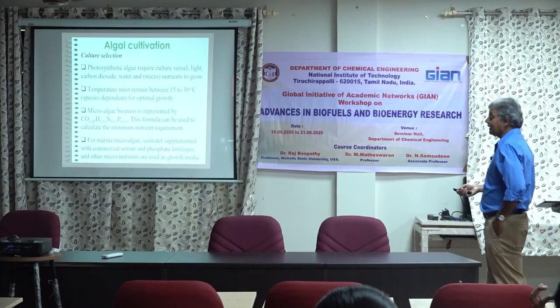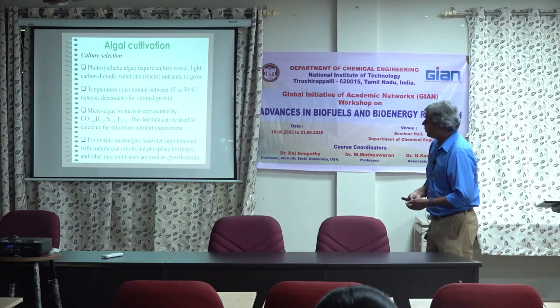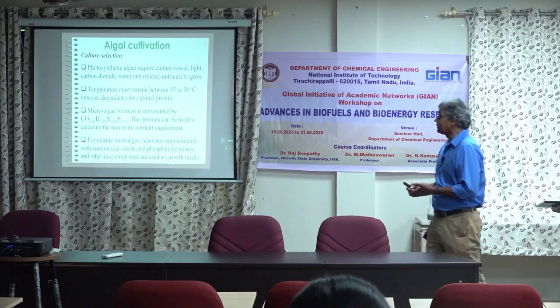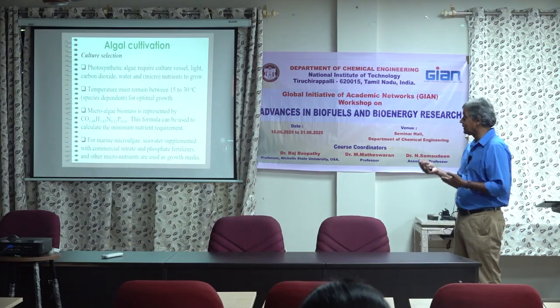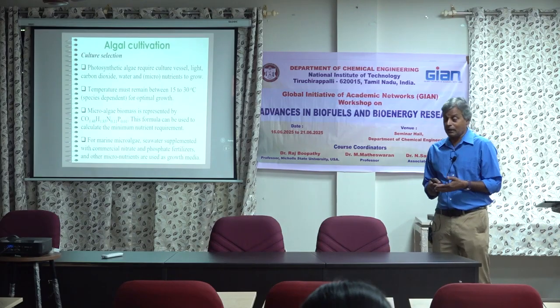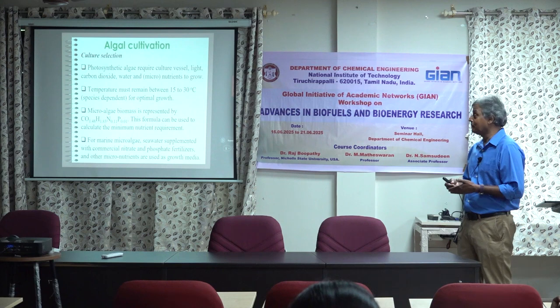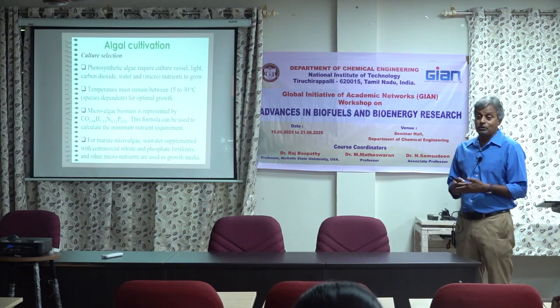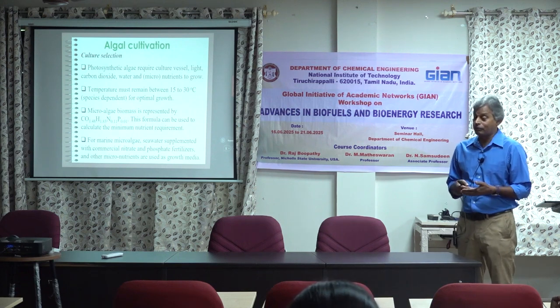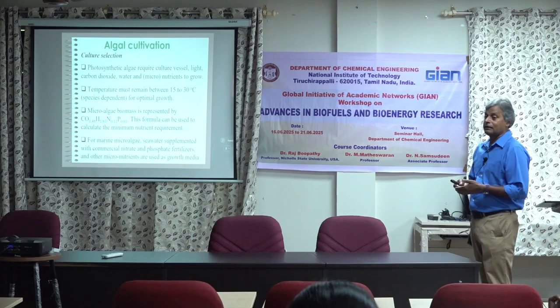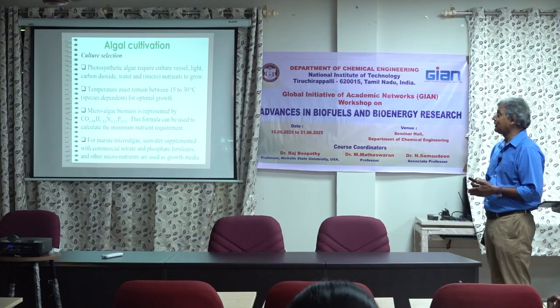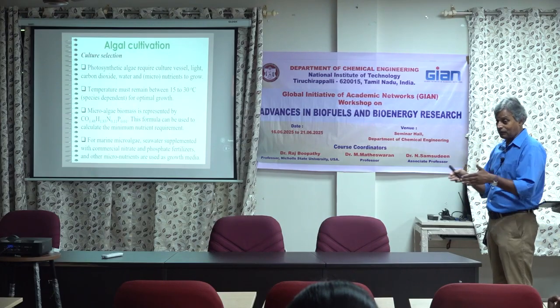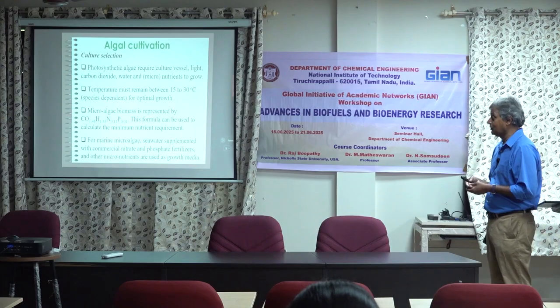So then culture selection, which algae do you want to grow? You want to select the photosynthetic algae that require a culture vessel, light, carbon dioxide as input into the system, and micronutrients. Some of them need cofactors. Then the right temperature, 15 to 30 degrees, which is a wide range for different species for optimal growth.